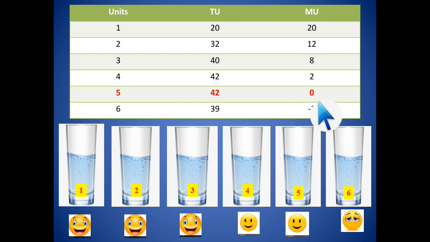That is the point where the consumer should stop, because it is the point of satisfaction. If you move on further, it will only provide you dissatisfaction. See, in the sixth unit, if I force you to drink another glass of water, you will take it, but the total utility here declines. And what happens? Marginal utility becomes negative.